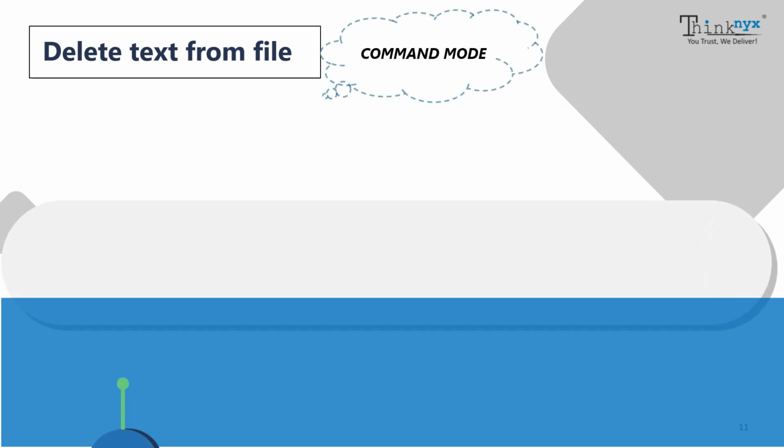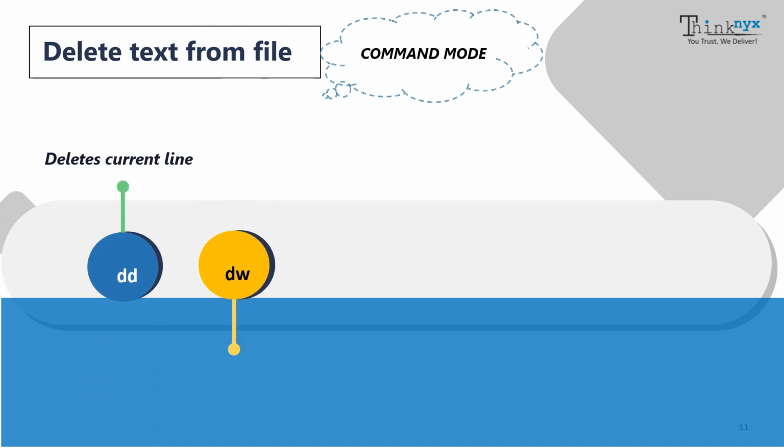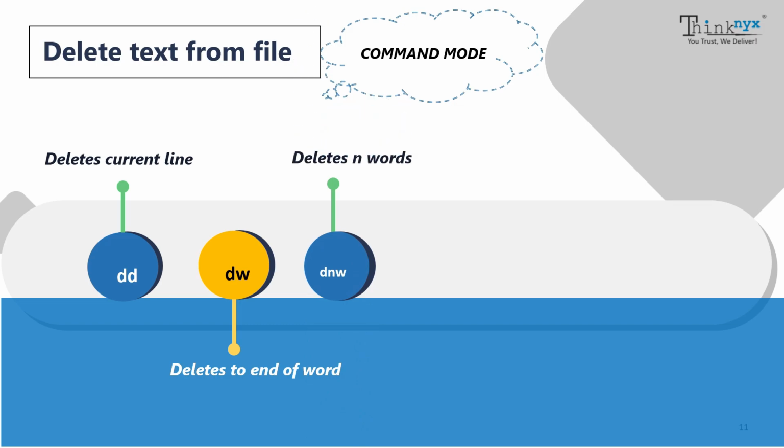Let's explore deleting text in VI. These commands are executed in command mode. Lowercase dd deletes the current line where the cursor is placed. dw: position the cursor at the beginning of the word and type dw, it will delete the word. dnw deletes n words from the cursor position.